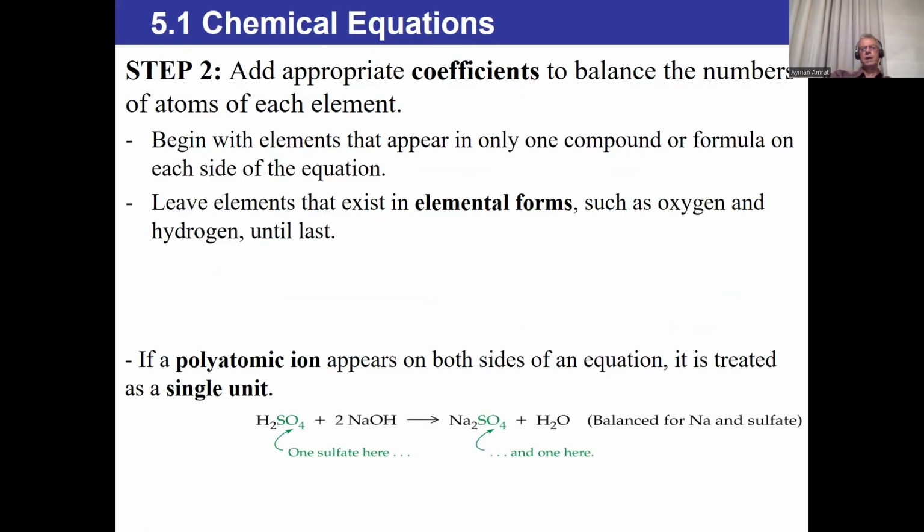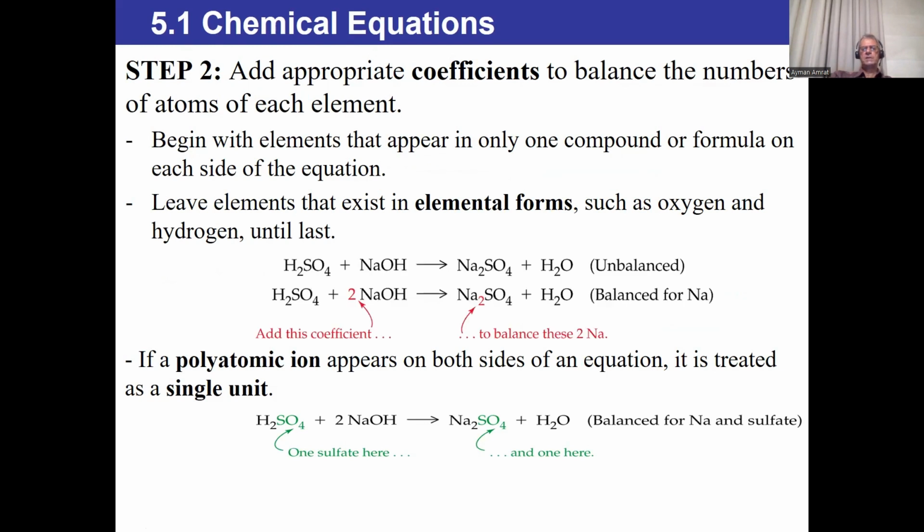Second step in chemical balancing: add appropriate coefficients to balance the numbers of atoms of each element. Begin with elements that appear in only one compound or formula. Leave elements that exist in elemental forms, such as oxygen and hydrogen, until last. For example, in this case, sodium is balanced first because it's found just in NaOH and Na2CO3. Na2CO3 contains 2 sodium atoms, so NaOH should be multiplied by the coefficient 2.